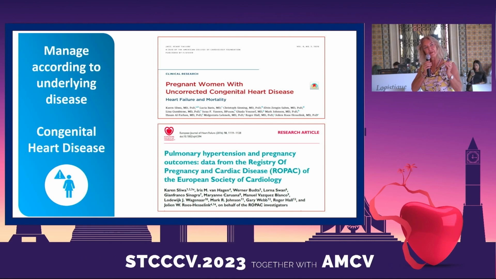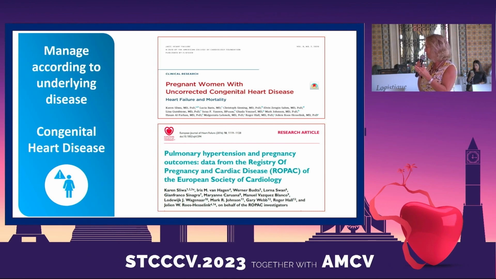I want to highlight there are dedicated papers you might know from the ROPAC registry, from the European Society of Cardiology. It has just finished: a registry over a period of 15 years, which collected cases from a very large area, altogether more than 10,000 cases with pregnancies. I was fortunate enough to be in the steering committee, and I had access to the data of pregnant women with uncorrected congenital heart disease, and we had more than 1,000 cases.